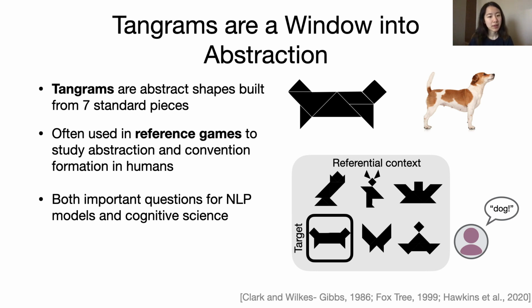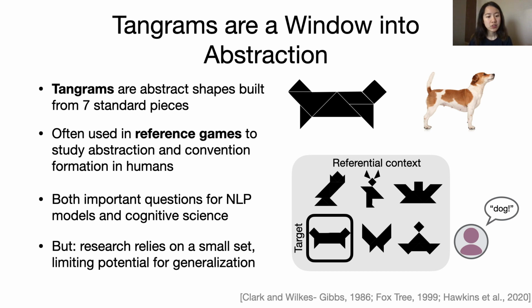So what is a reference game? As shown in the bottom right, it is an interaction where a speaker describes a target from a lineup of other objects, and a listener tries to identify the target based on the description. Because people often come up with different descriptions for the abstract shapes, this game requires people to coordinate on shared conventions. Both visual abstraction and referential ambiguity are challenging tasks to test the ability of generalization. As a result, both are important questions for NLP models and cognitive science.